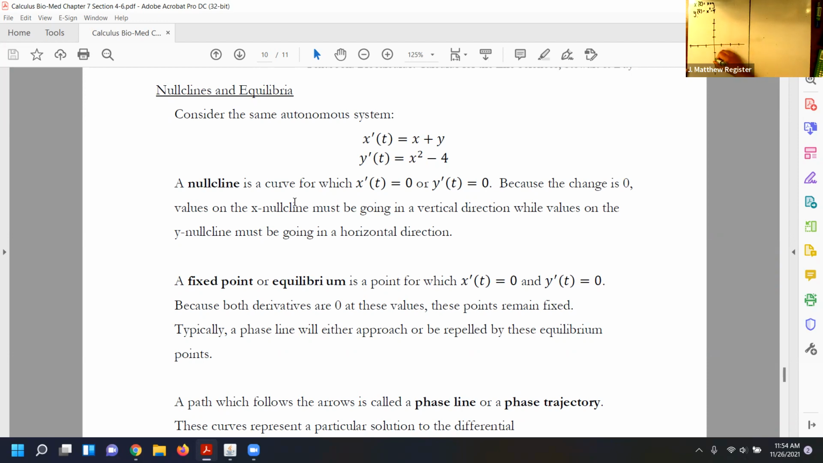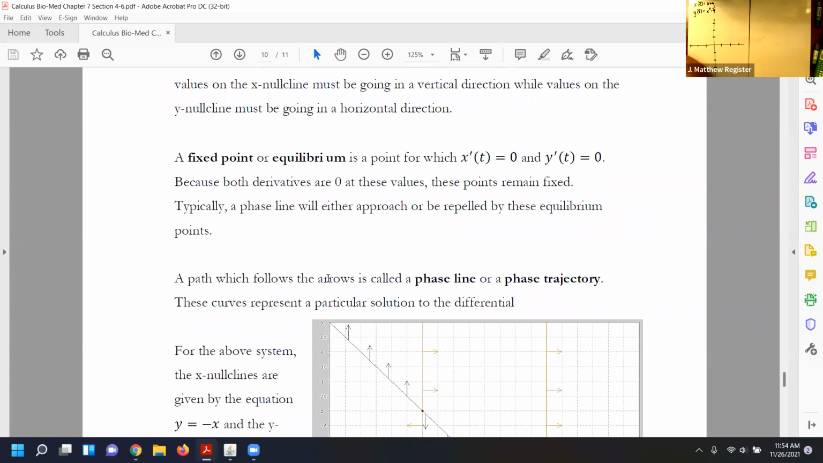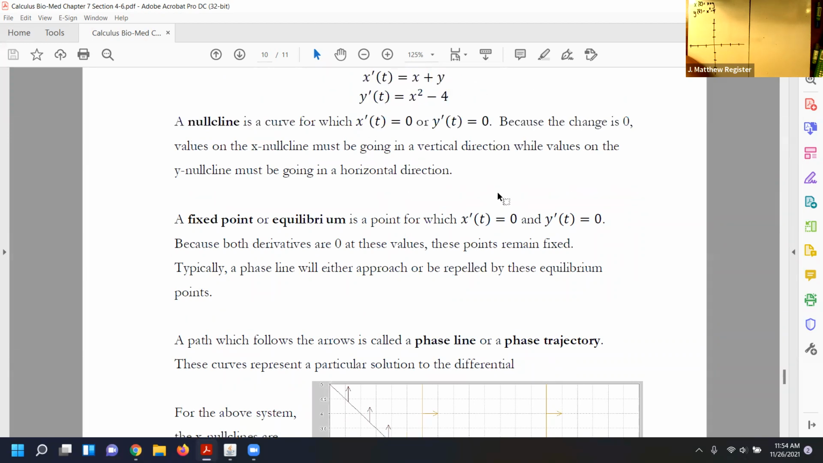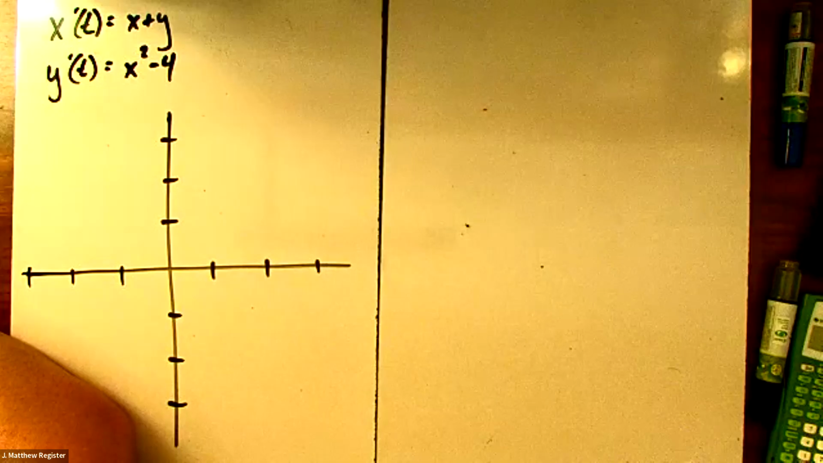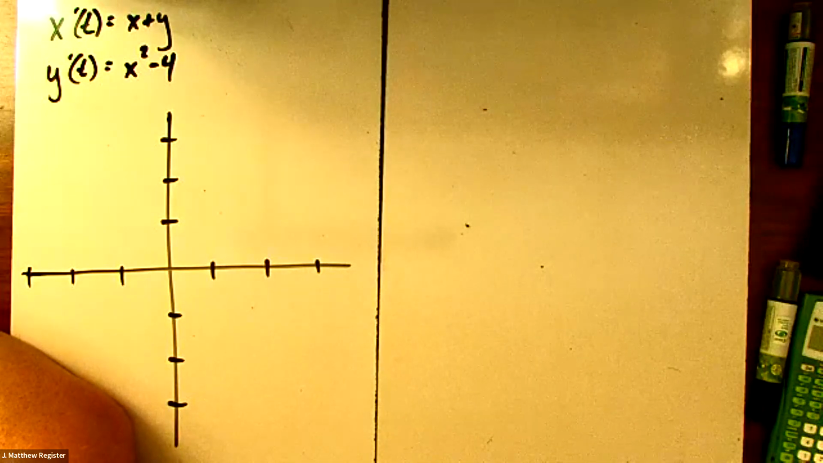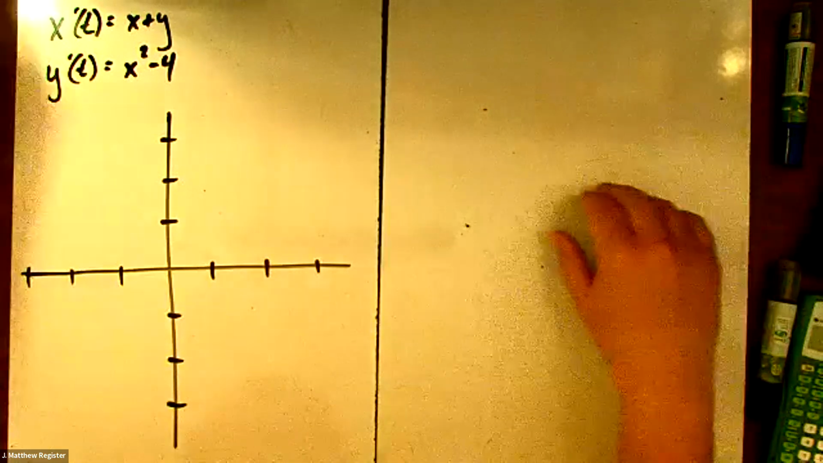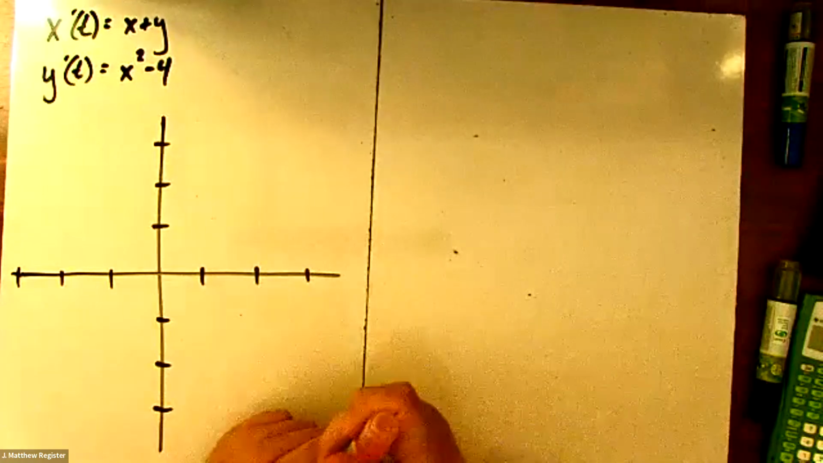So as mentioned, a null-cline is what you have when you set one of these differential equations equal to 0. And so if we set it equal to 0, that tells us that it's going to be going flat in that direction. And so x prime of t equals 0 and y prime of t equals 0 is what we're going to be looking for. And so let's set x prime equal to 0 and y prime equal to 0, and we'll see what graphs we get. And so first, we'll do our x null line.